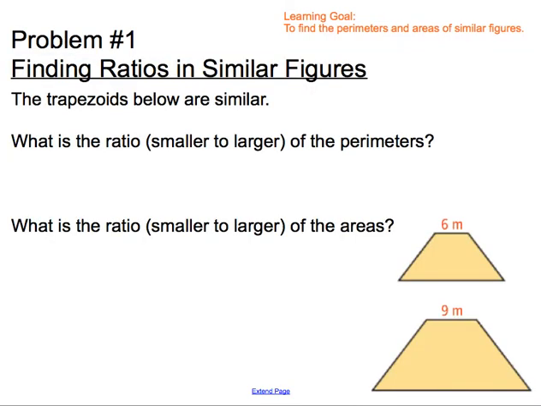So we have two trapezoids that are similar, and we're asked what's the ratio, smaller to larger, of the perimeters. In this case, there's only one measure given. We have the top of one trapezoid and the top of the second. Since this is length, we're single dimension. Perimeter is also single dimension. So we can see that the ratio is 6:9.